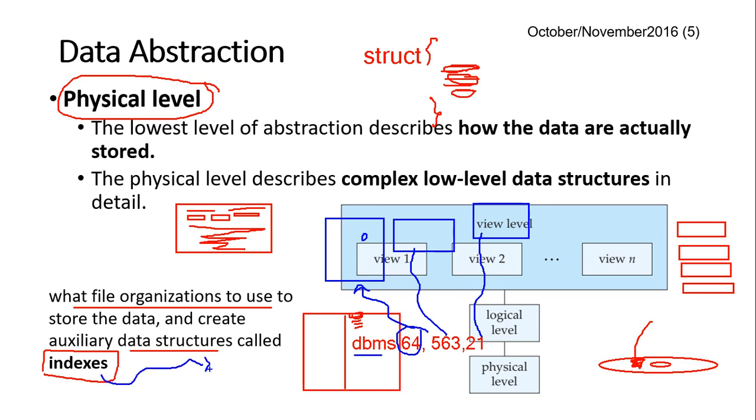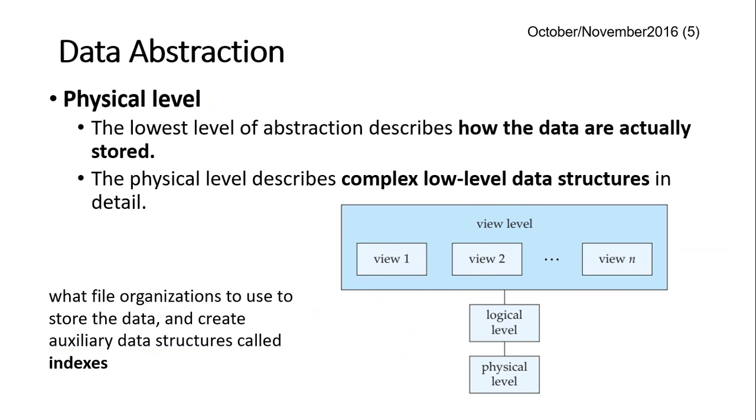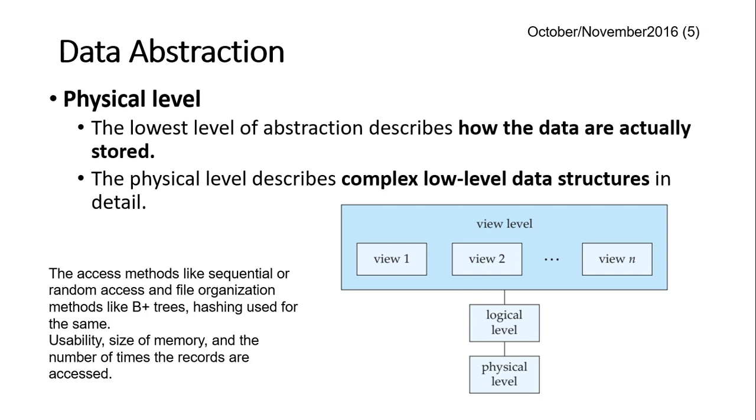So how many levels of index must be there? How many different indexes should be there? These are all discussed in the physical level. So the physical level also describes the method that is used to access the data. Are you accessing the data sequentially?